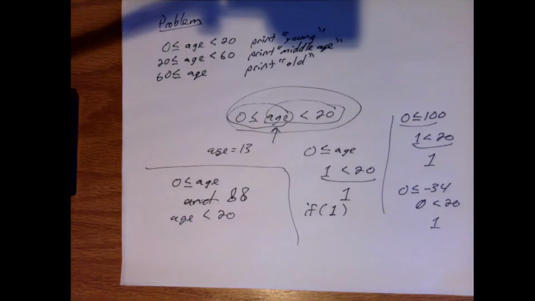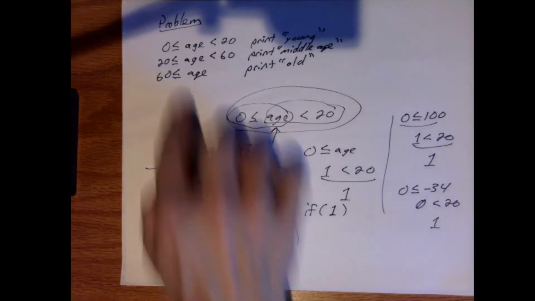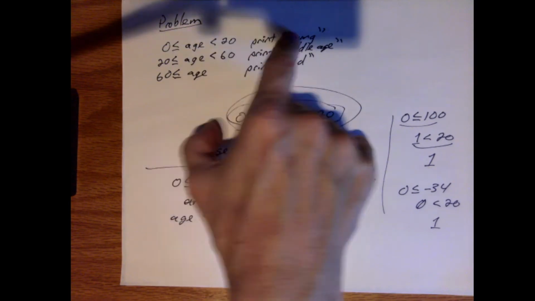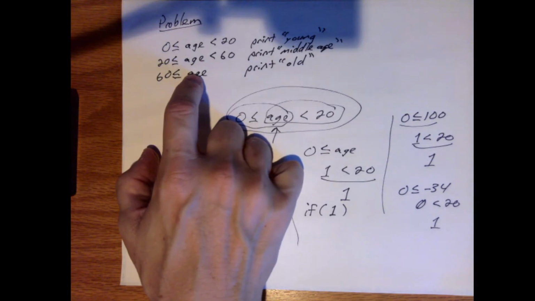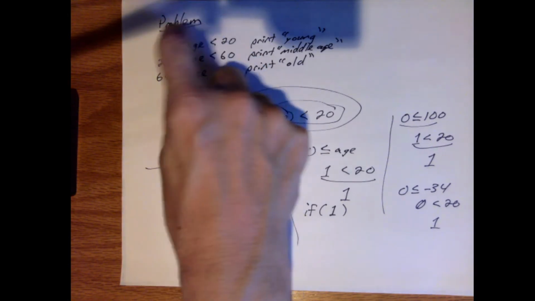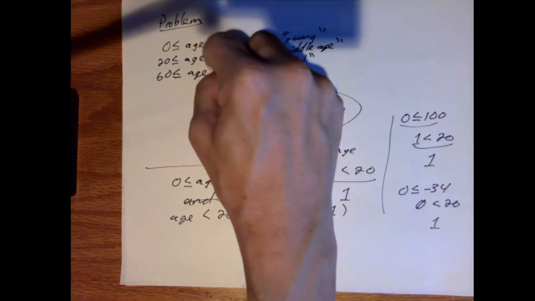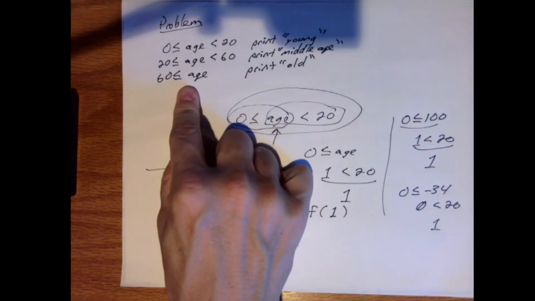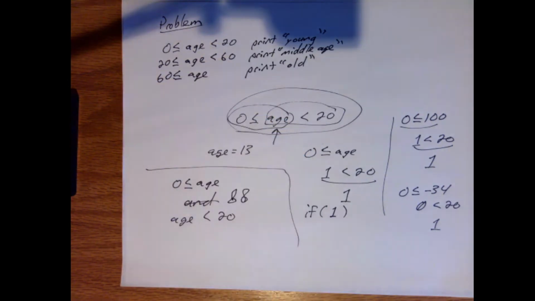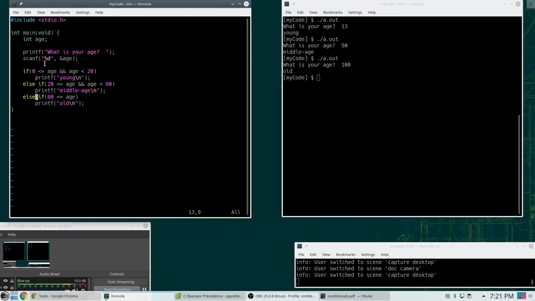But remember what we wrote over here. We said that if this is true, do this, if this is true, do this. It depends on what we know. If we know the person's never going to enter something less than zero, well, then failing these two conditions automatically means they have to be greater than or equal to 60. Which means we could just simply say else at the end. If I know the person will always enter a valid age, meaning no negative numbers, well, then I could simply just say this and it would work. Let's try that out.